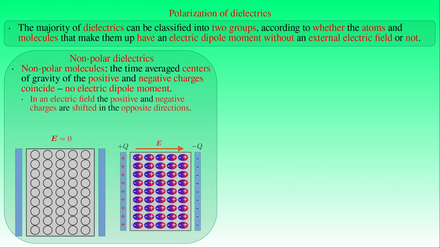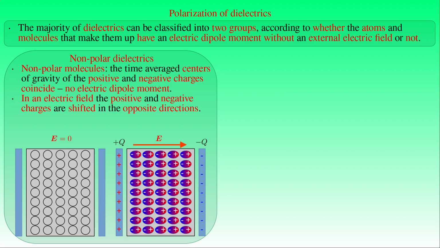However, in an external electric field the positive charges are shifted in the direction of the field, and the negative charges are shifted in the opposite direction within these nonpolar molecules. As a result of the displacement of the two types of charge in opposite directions, they become an electric dipole, that is, the molecules acquire an induced dipole moment.